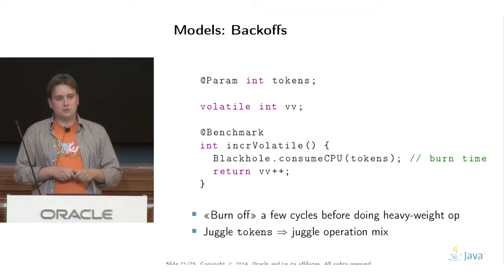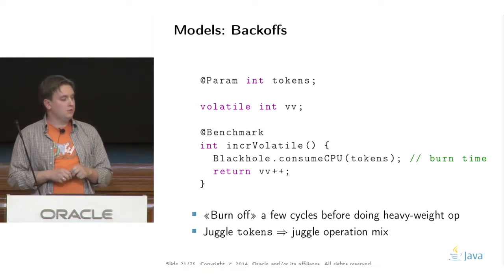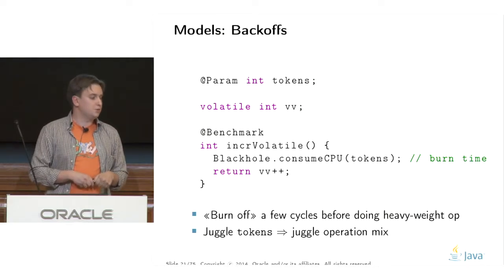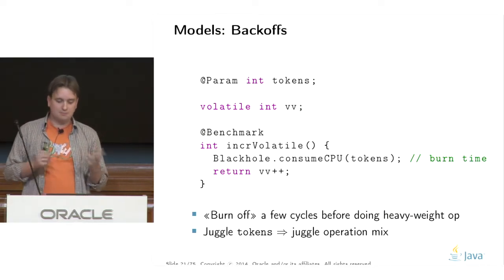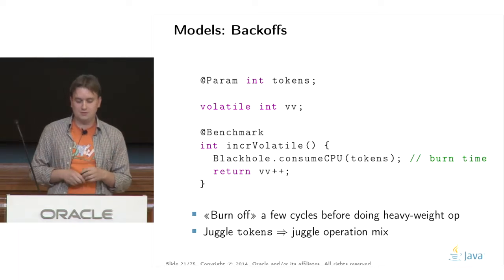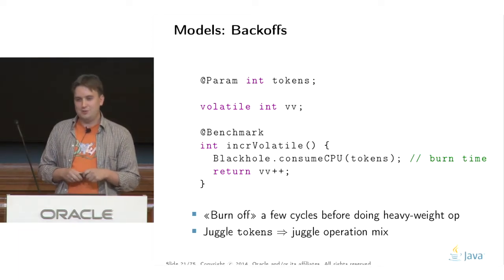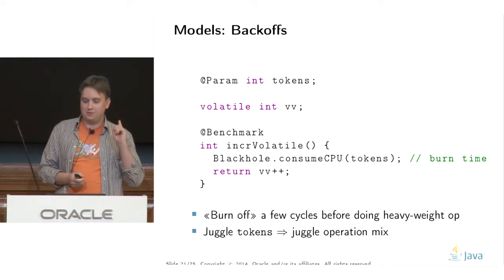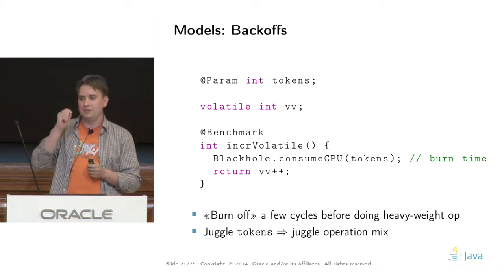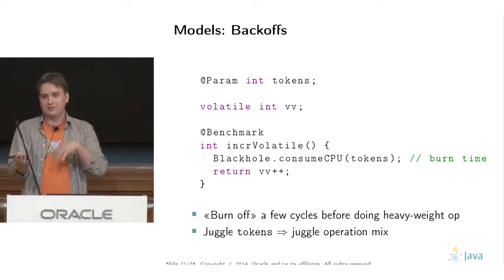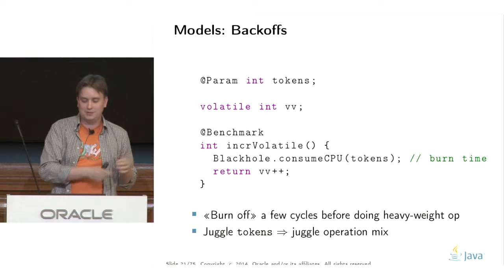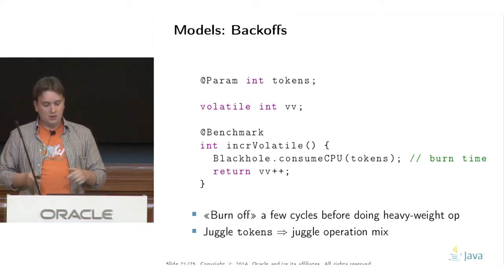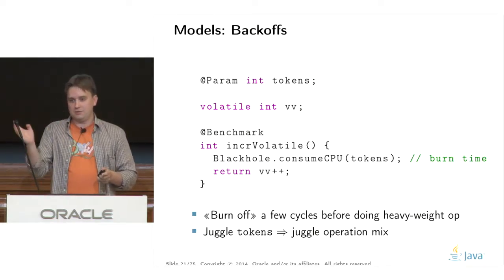So how do I do it with JMH? We need to basically back off a little bit before doing this heavyweight operation. In JMH, we have API support. We have this major class, Blackhole, which consumes all sorts of things, including CPU time. And it consumes CPU time, hopefully linearly to the number of tokens. So by doing this kind of thing and by juggling tokens, we can actually mix the heavyweight volatile operation and the presumably lightweight operation in consumed CPU. So now we have the experiment with 1 degree of freedom. We juggle the number of tokens, right?